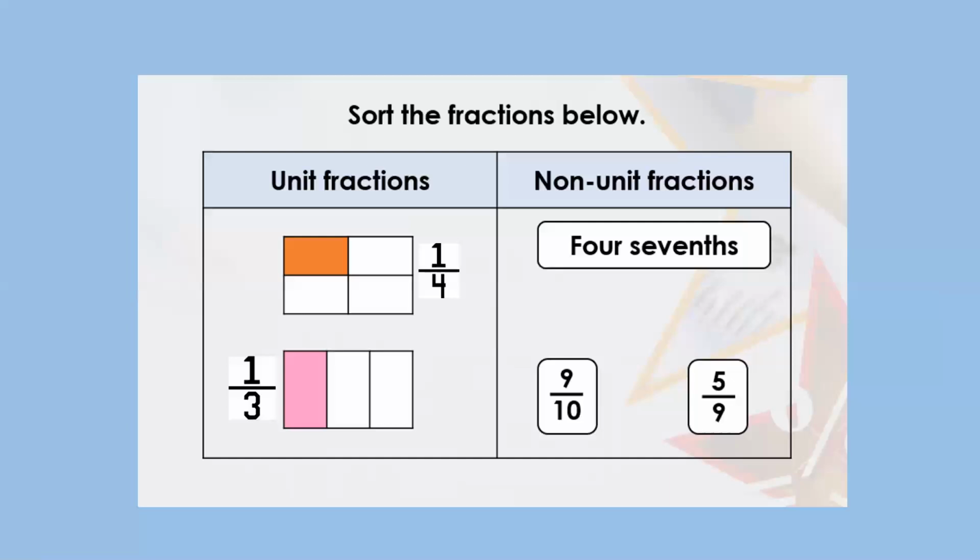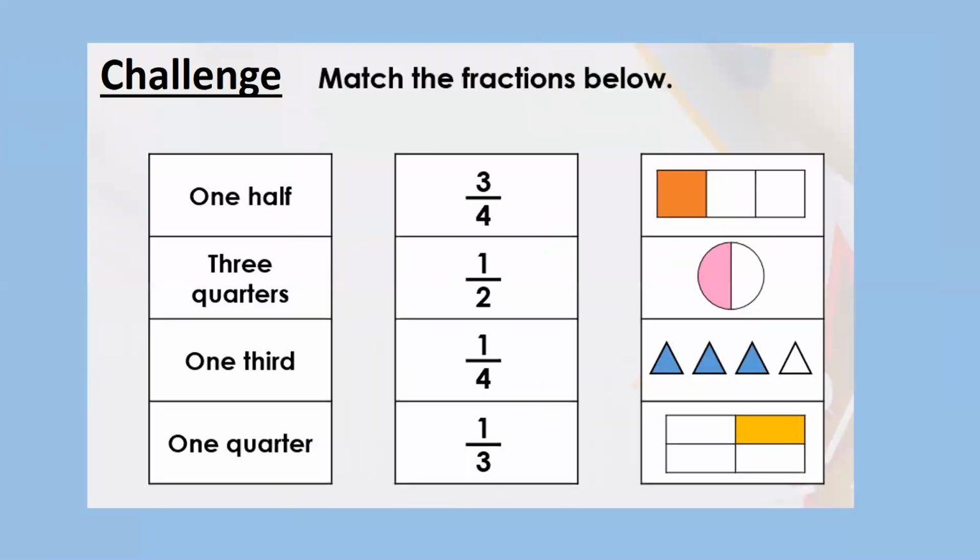My numerator is 4, so it's a non-unit fraction. I then have 9/10. Again, 9 is my numerator, so it's a non-unit fraction. And then I've got 5/9, and 5 is my numerator, so therefore it's a non-unit fraction.